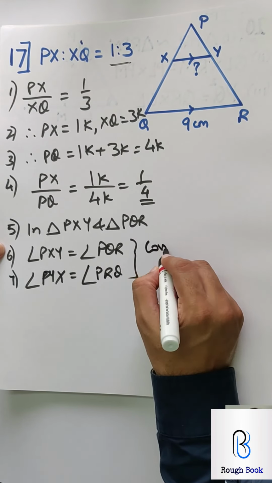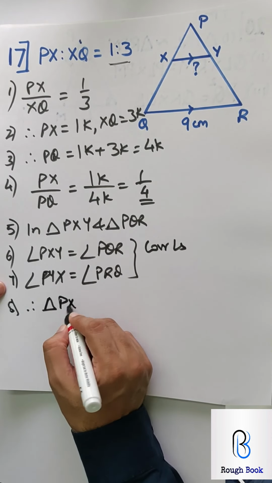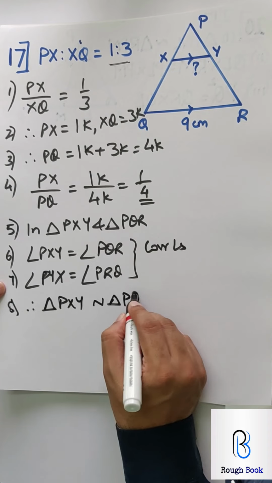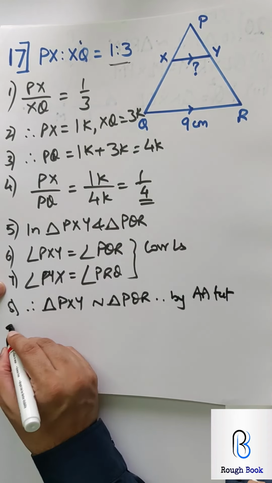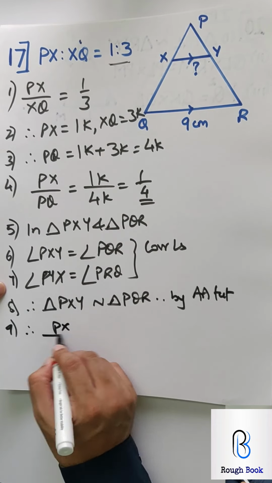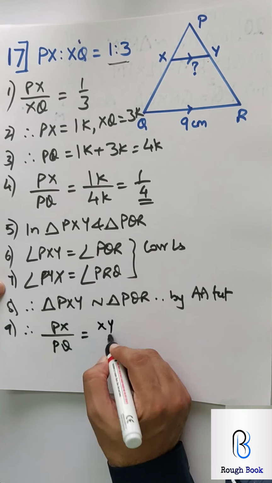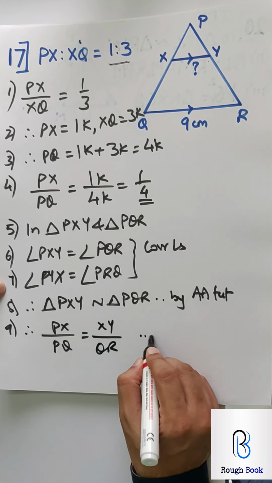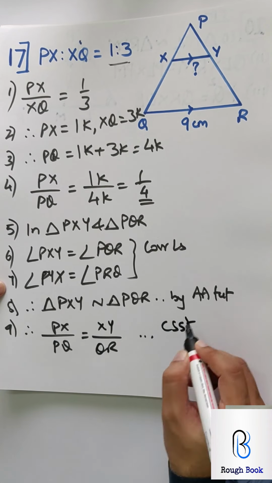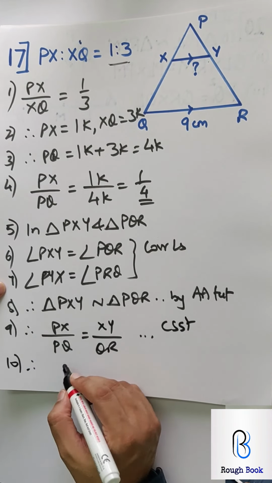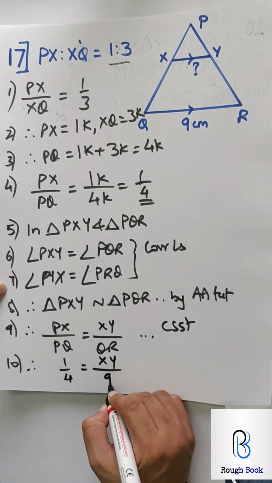Reason for both of them, corresponding angles, and therefore triangle PXY is similar to triangle PQR by AA test. Now that the triangles are similar, I can say PX upon PQ, which is already known to me, upon XY upon QR. Reason will be, come on, tell me, CSST. Shabash. Therefore, PX upon PQ is 1/4, XY is unknown, and QR is 9.